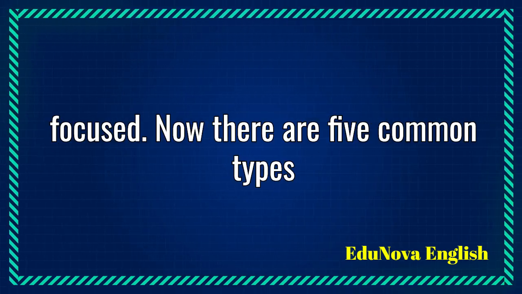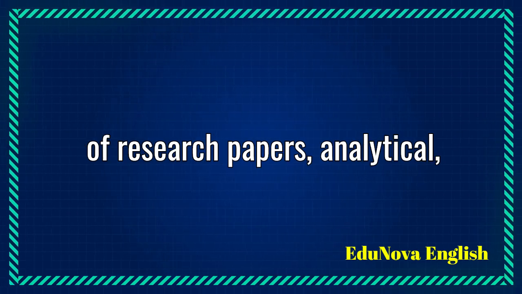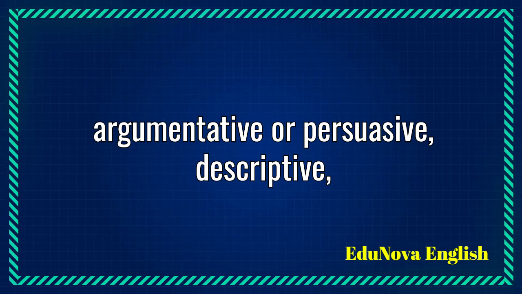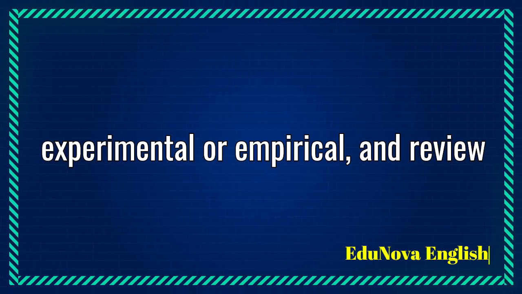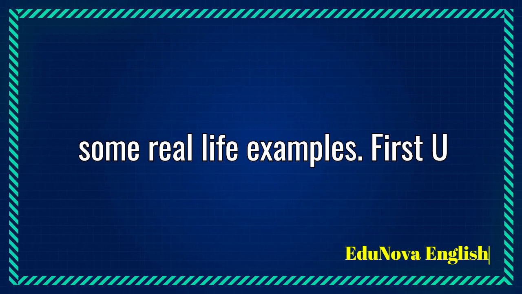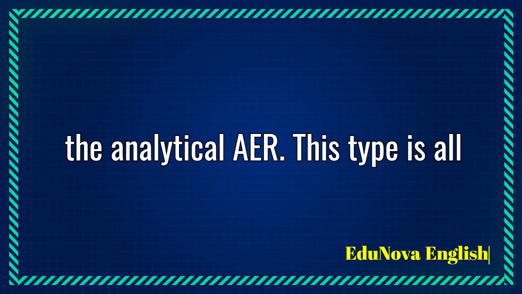become clear and focused. Now, there are 5 common types of research papers: analytical, argumentative or persuasive, descriptive, experimental or empirical, and review paper. Let's explore them one by one with some real-life examples. First up, the analytical paper.